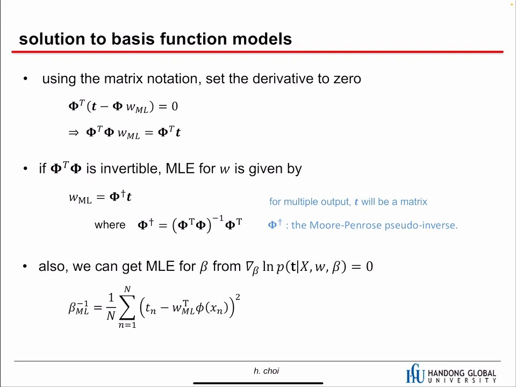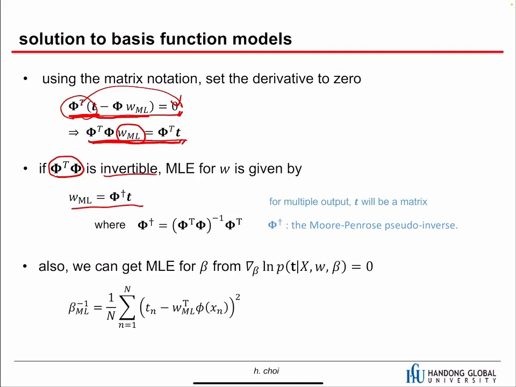And using the matrix notation to set the derivative to 0, okay, this should be 0, because this is the derivative of maximum likelihood. And based on this equation, then we can get these solutions. We can just move this term here. Okay, now we got this one. Then we need this one, right? So if this term is invertible, then we are happy. So maximum likelihood for W is given by this.